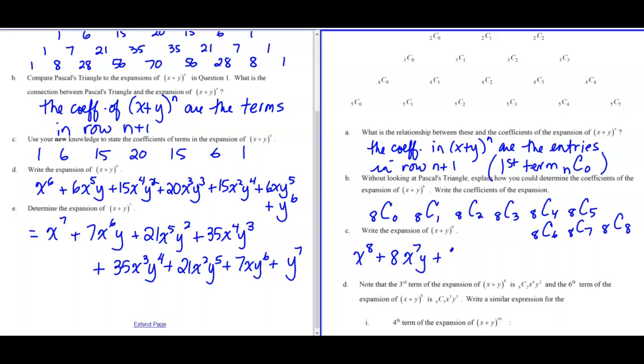Then 8C2 would be 8 times 7 divided by 2. 4 times 7 is 28, x^6 y^2. 8C3, so 8 times 7 times 6 over 3 factorial, so 8 times 7 is 56. And that would be x^5 y^3.